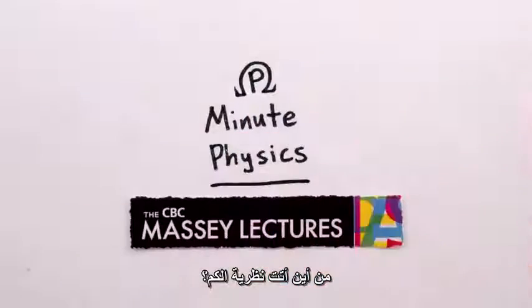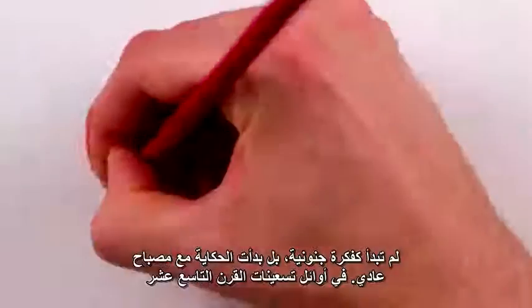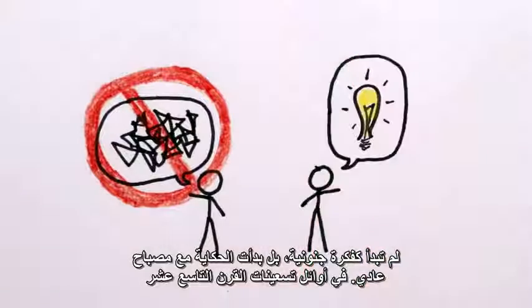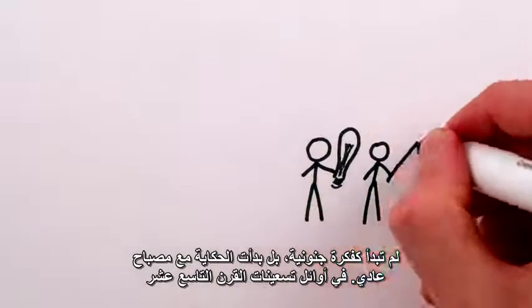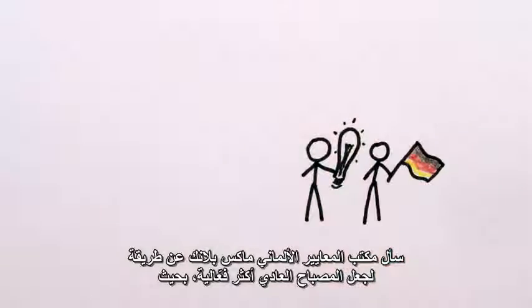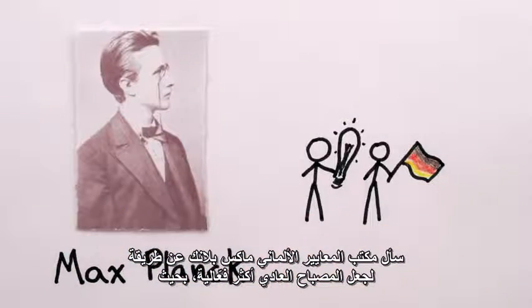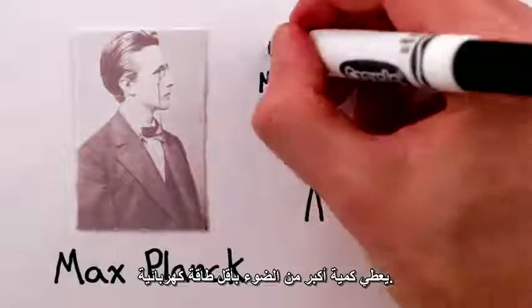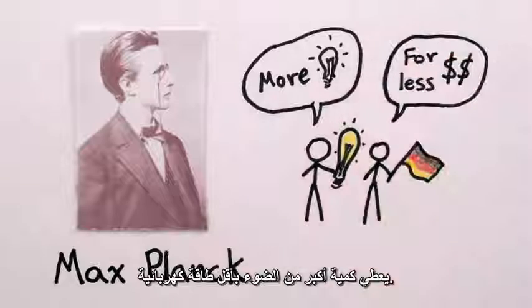Where did quantum theory come from? It started not as a crazy idea, but with a light bulb. In the early 1890s, the German Bureau of Standards asked Max Planck how to make light bulbs more efficient, so that they would give out the maximum light for the least electrical power.